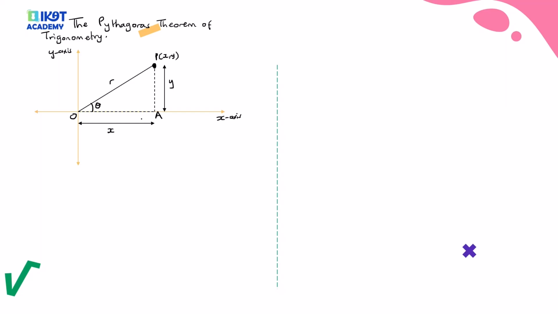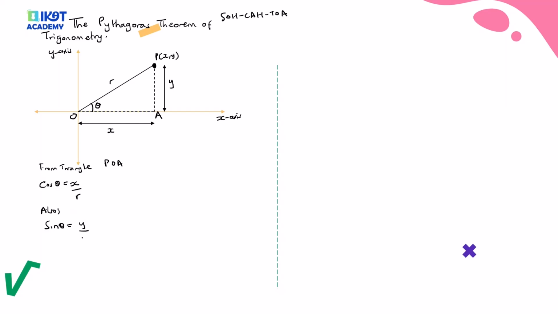Now from this triangle we are going to try to generate terms. From triangle POA, let's see what cos theta is. SOHCAHTOA: cos is adjacent out of the hypotenuse. What is adjacent is x, and the hypotenuse is r. Then what is sine theta? Sine theta is opposite, which is y, out of the hypotenuse, which is r.